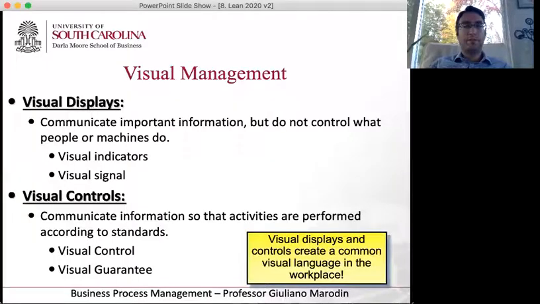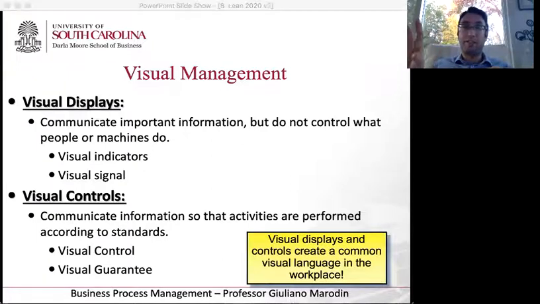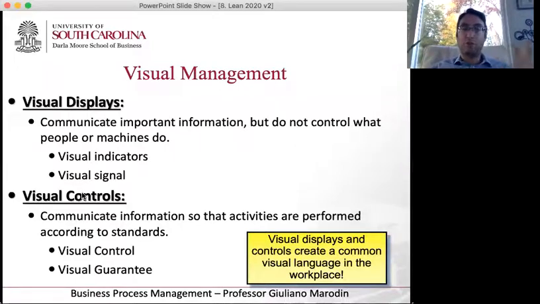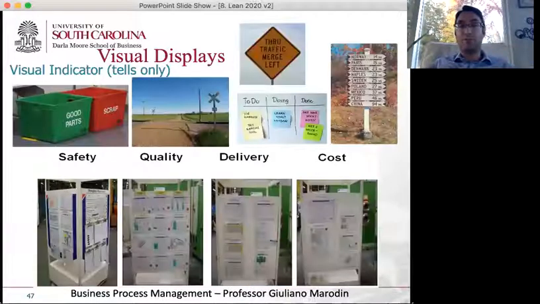So in 5S, we create different visual instruments. This is just a way to organize and classify them. We have the visual displays, which tell you some kind of information: the visual indicators and the visual signs. The indicator is just telling you some information, and the visual signs are the ones that get your attention. You can see the difference with examples. And we have visual controls, and the goal of the controls is to drive behavior. So we want you to behave differently.